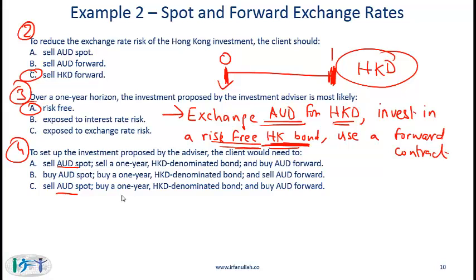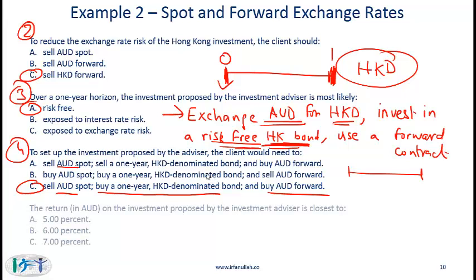That means that we are going to buy a 1 year Hong Kong denominated bond and then use a forward contract. Here we would be selling Hong Kong dollars after 1 year, which is the same thing as buying Australian dollars in the forward market. So that's this over here. The correct answer is C.